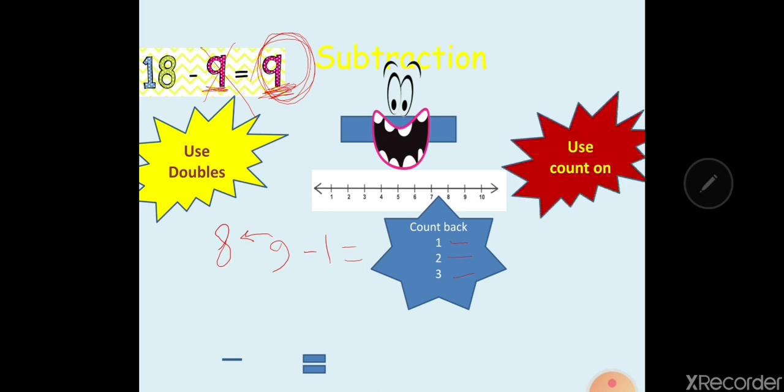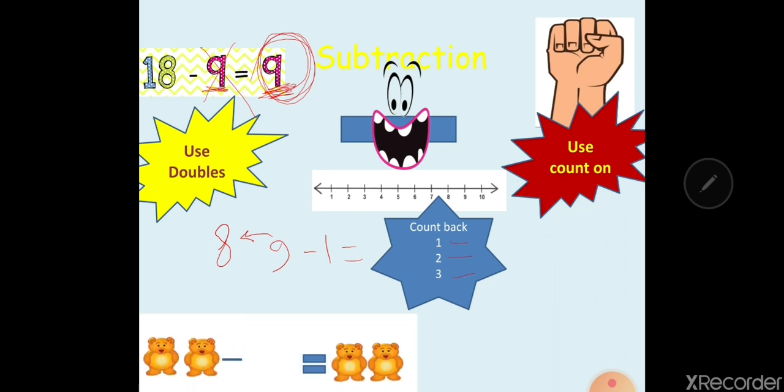Now you can always use count on. This way, you will count from the small number to the big number. Okay, you can always use it. And we will not forget about subtracting 0. Like here I have 2 bears, I didn't take anything from them. How many are left with me? 2. I will have the same number.